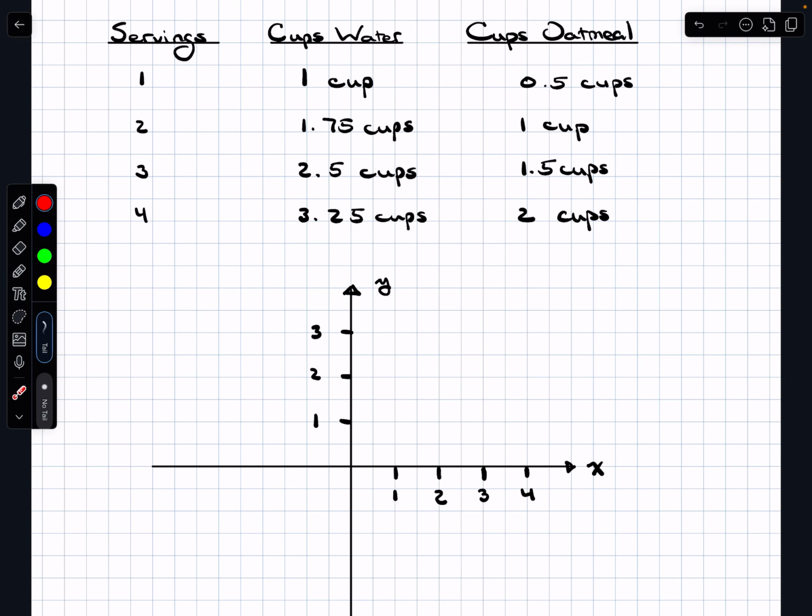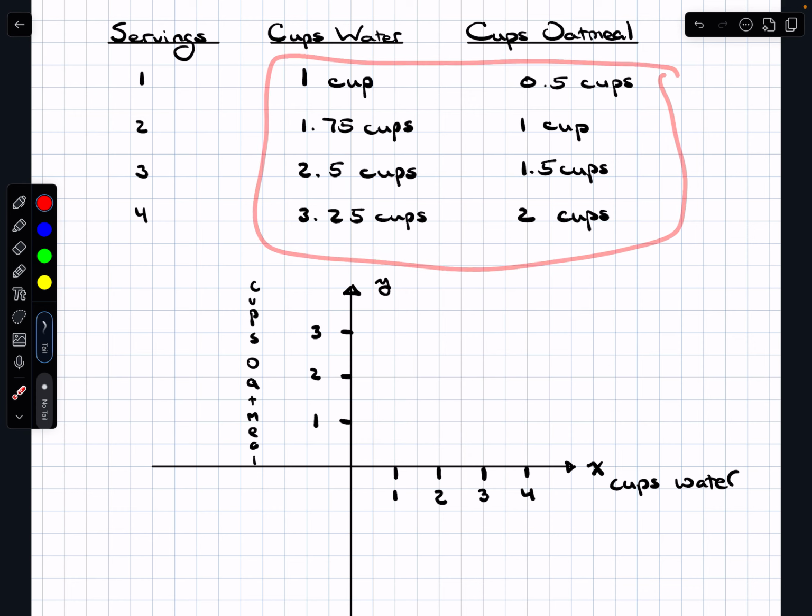So I'm going to create a graph. I'm going to have cups of water on my x-axis, and on my y-axis will be cups of oatmeal. Then I'm going to plot the data points that I see in this data table on this graph. So let's look at the first one.